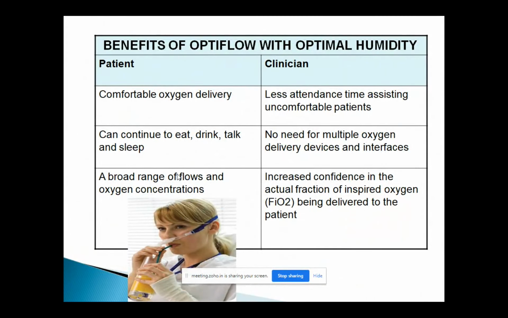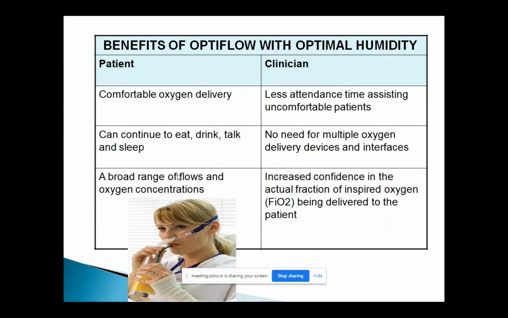Benefits of OptiFlow with optimal humidity. What is the advantage for patients? What is the advantage for clinicians? The patient gets a comfortable oxygen delivery system, can continue to eat, drink, talk and sleep, with a broad range of flows and oxygen concentrations. For clinicians, less attendance time assisting with the comfort of the patient, no need for multiple oxygen delivery devices and interfaces.